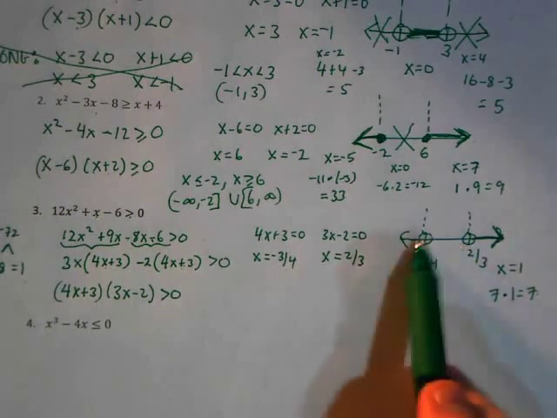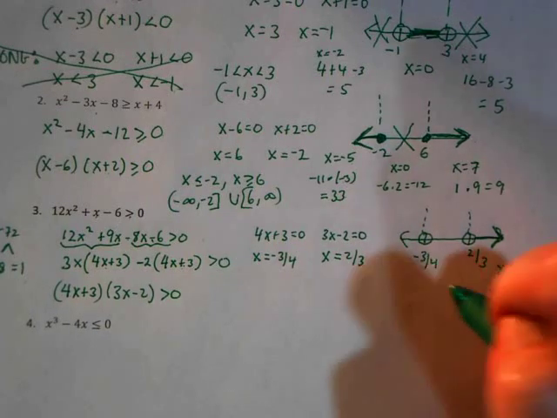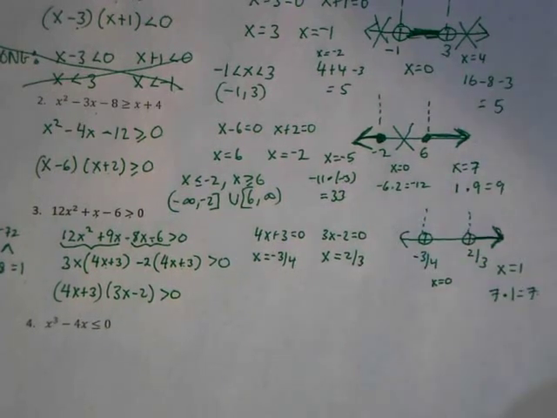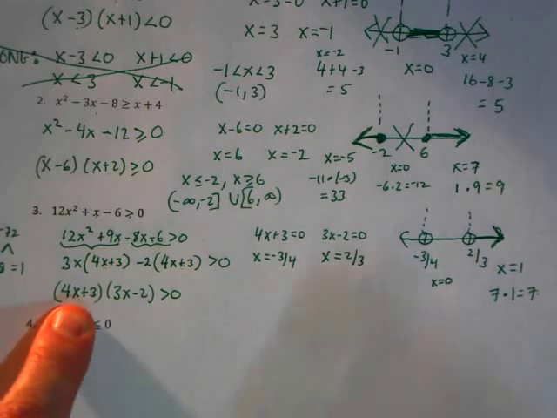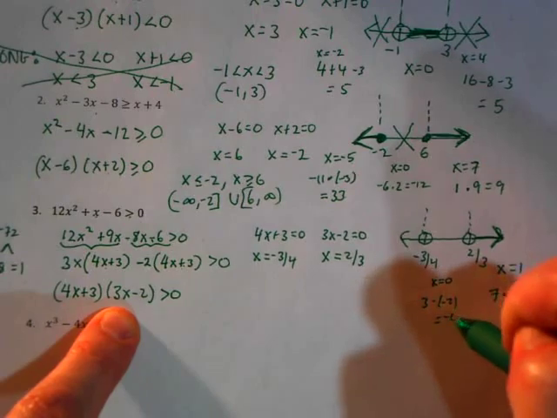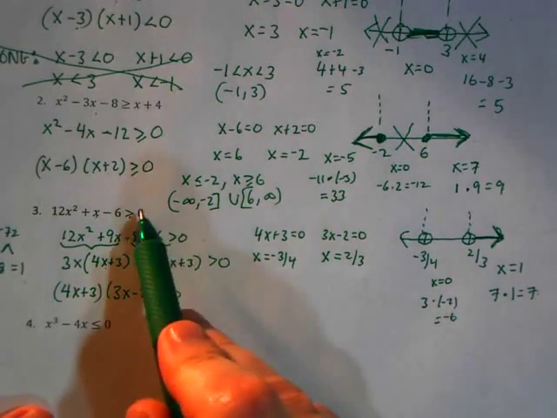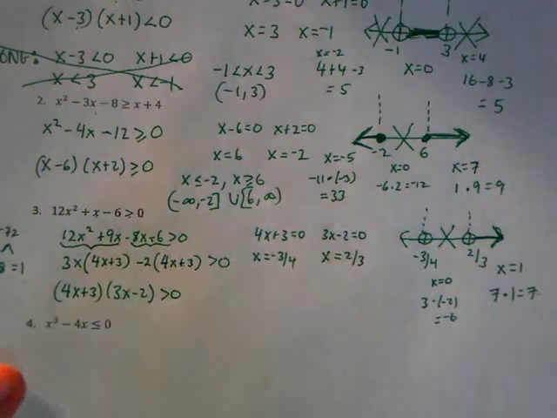Favorite number in the middle. Well, since this one's negative and this one's positive, 0 is right in the middle. So I use 0. 3 times negative 2, that's a negative 6. Negative 6 is not bigger than 0. So since 0 didn't work, nothing works.